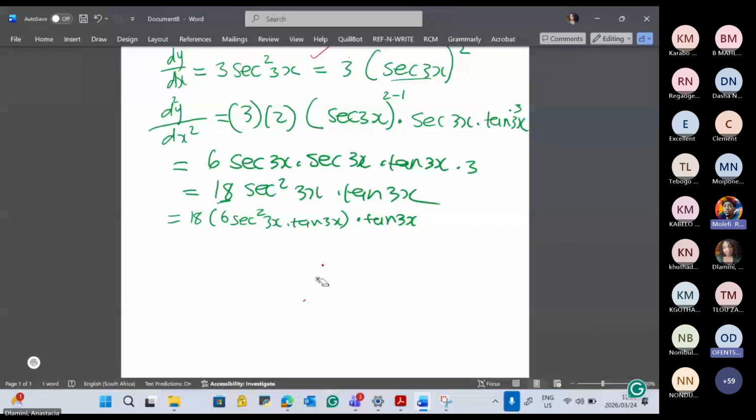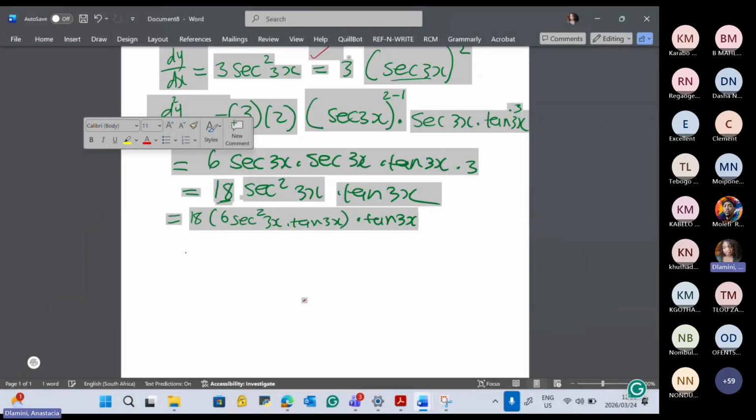Wait for it. It will take us back to 108. I think without using identity, we can't get the answer here. Yeah, we can't. No, it's still correct, guys. It's still correct. Okay, let's continue. But now we have to differentiate tan 3x. Yes. So it's plus. No, it's still correct, because it takes us back to 108 without the identity. But let's carry on. Let's see how far we get, ma'am.